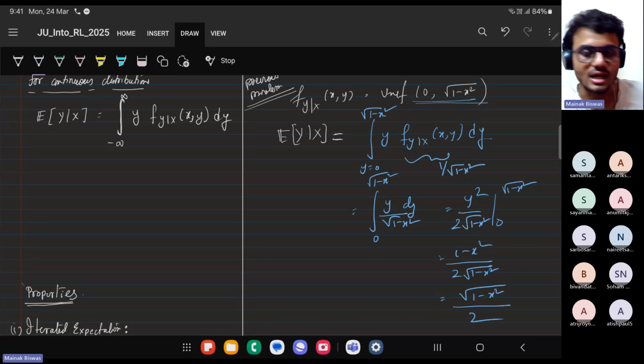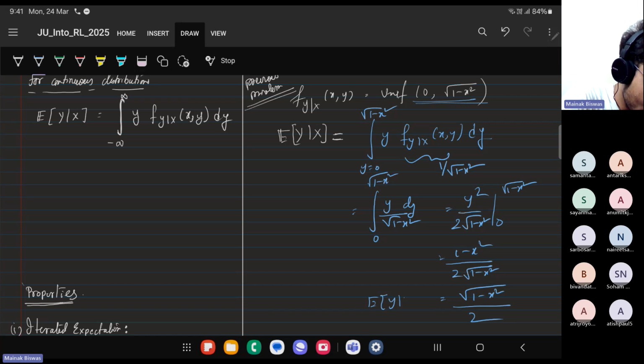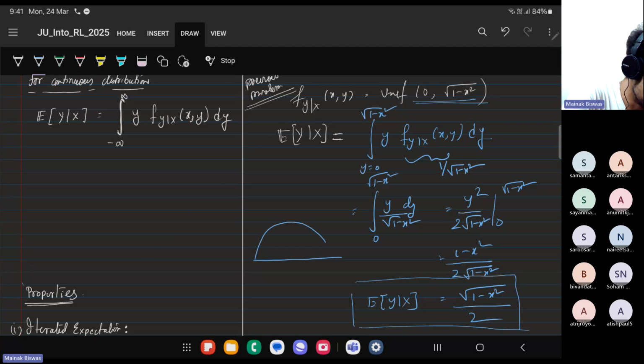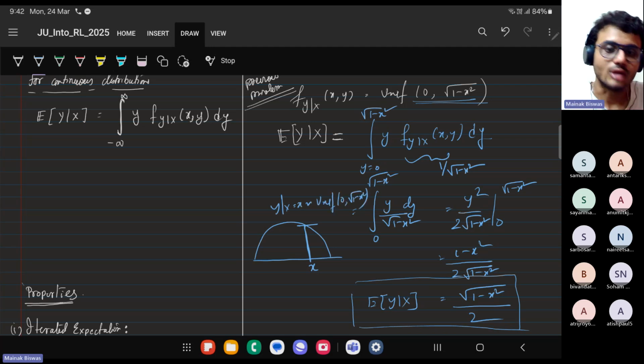So this is what I was trying to tell you. Just see, Y given X is the half. If I just drew this circle, for a given x, the y value would be distributed as uniform on (0, 1 minus x square), right? So now, because x is already given to me, the expected value of this uniform, where will it lie? In the midpoint, right? It will lie exactly in the middle. That's exactly what we got here. Is this clear to everybody?